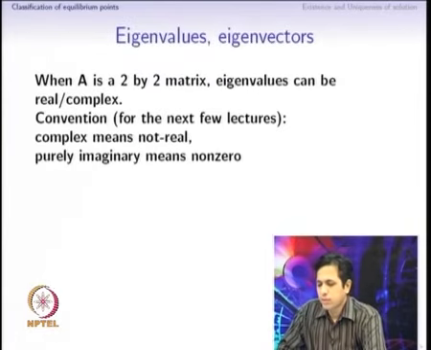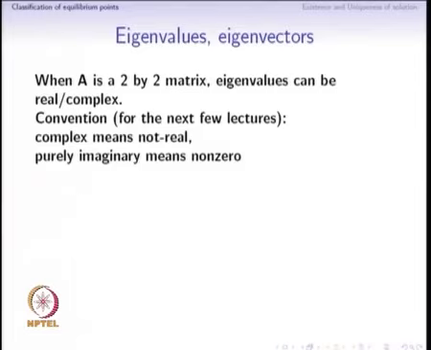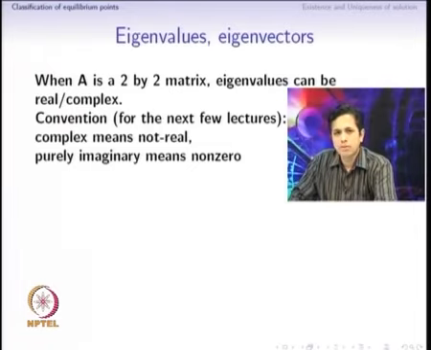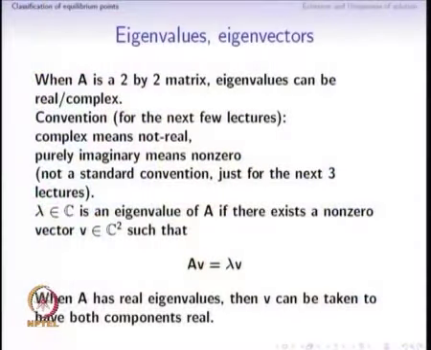So, let us quickly review what eigenvalues and eigenvectors are. When A is a 2 by 2 matrix, the eigenvalues can be real or complex. For the next few lectures, we will use the convention that we will say complex if the eigenvalues are not real. We will also say if something is purely imaginary, then we will assume that it is non-zero. Why? Because if it is 0, then we will say it is 0, even though the origin is also on the imaginary axis, even though purely imaginary includes the situation that it is equal to 0. We will follow the convention in the next few lectures that purely imaginary means non-zero. This is not a standard convention, just for the next few lectures.